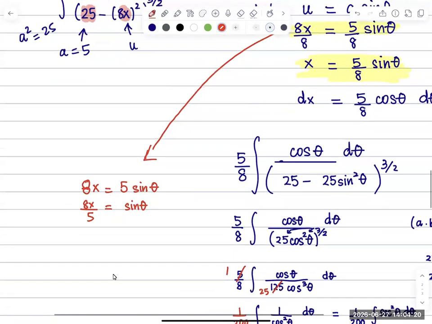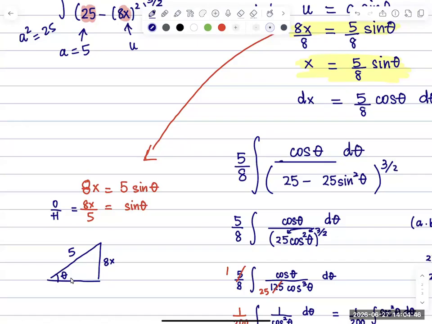So in trigonometry, if we put that in a right triangle where theta is, we know sine is opposite over hypotenuse. So 8x is the opposite of theta, and the hypotenuse is 5. So 8x is the opposite and 5 the hypotenuse.